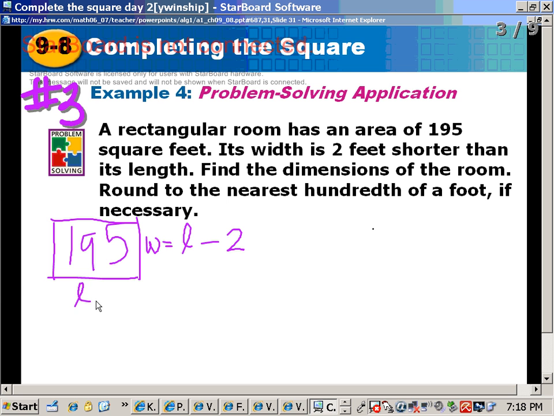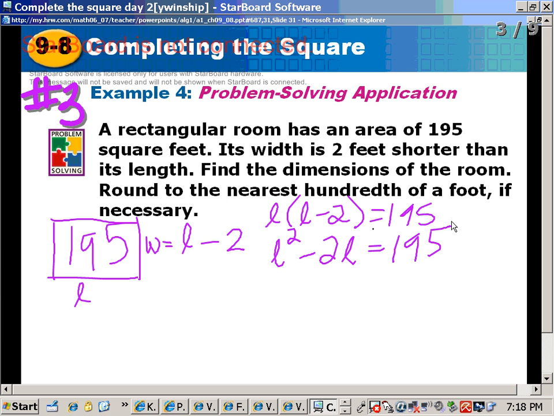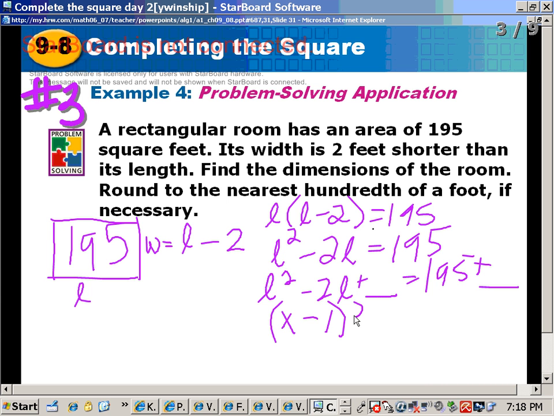That makes this L. So now what I'm going to do is distribute: L times L minus 2 is equal to 195. Then L squared minus 2L equals 195. Now I'm going to add my blanks. L squared minus 2L plus blank equals 195 plus blank. Half of 2 is 1, and 1 squared is 1, to each side. That makes 196.